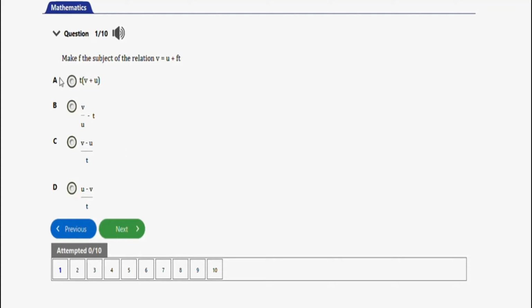Question one says make f the subject of the relation v equals u plus ft. So let's solve this. We are asked to make f the subject of the relation, so that means we should make f the subject formula. Let f be alone. We have the equation v equals u plus ft. Now to make f the subject, this u will cross over the equality sign to change to negative. So we now have v minus u equals ft.